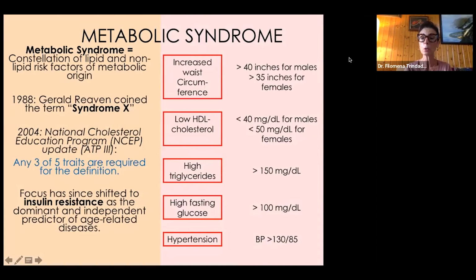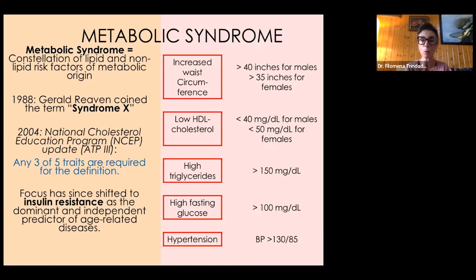The other thing I wanted to also focus on before I go any further is the difference between insulin resistance and metabolic syndrome, because I often hear my colleagues talk about them as if they were the same thing. Granted, according to the work of Gerald Reaven, we now know that insulin resistance has emerged as one of the most important traits or factors in the metabolic syndrome.